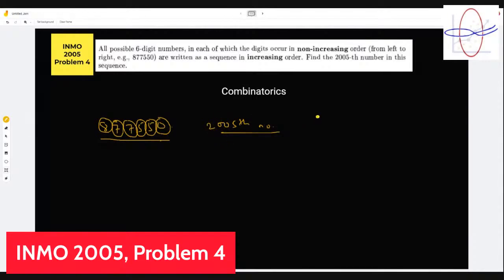For example, this is the smallest 6-digit number. Okay, and then what can come next? The next can come this thing, right? Because any number after this would be smaller than 1. So this is one possible thing. Then the third can be this thing, and so on. Okay, then we need to find the 2005th position number at this position. Okay, so let's begin.